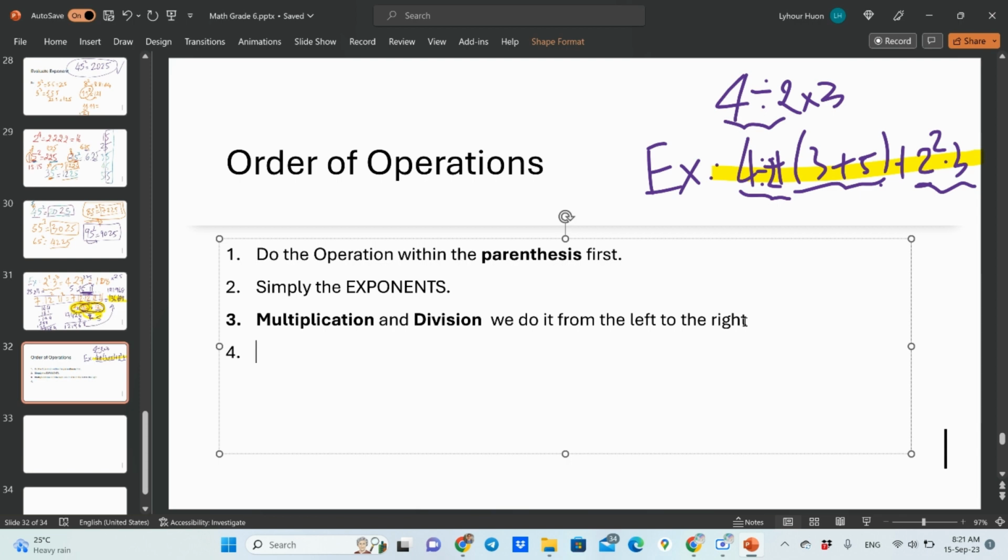And what's next? Then we do the addition. Addition, yes, additions and subtractions.